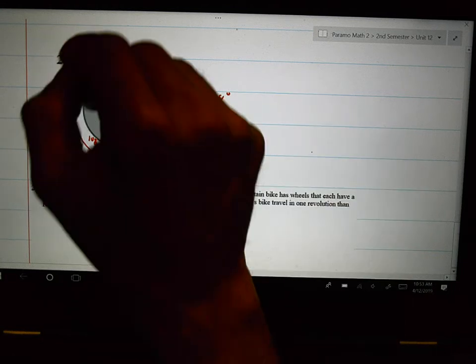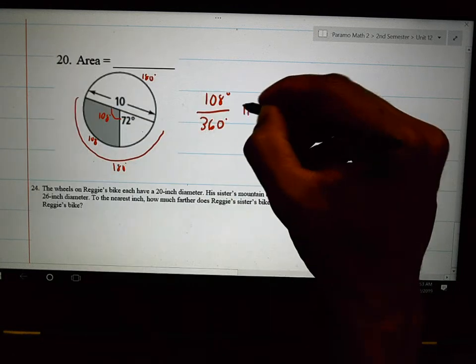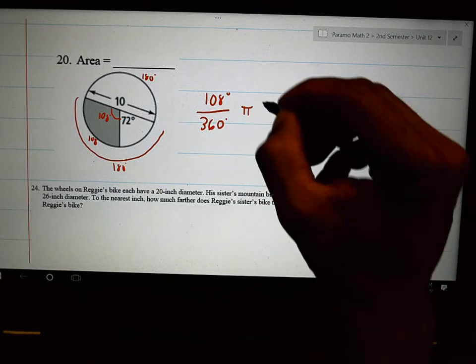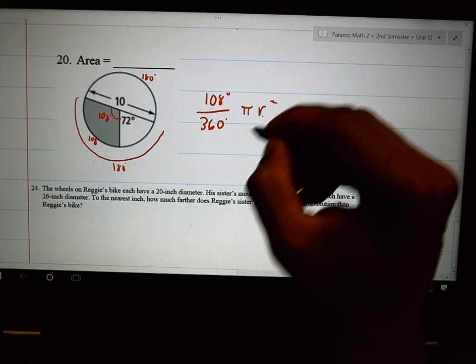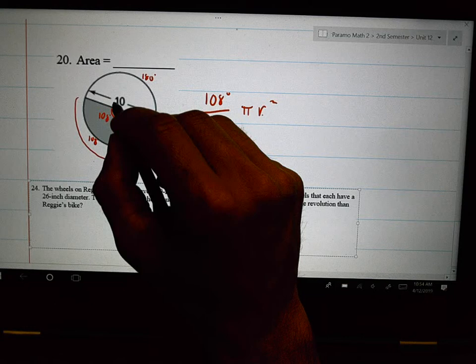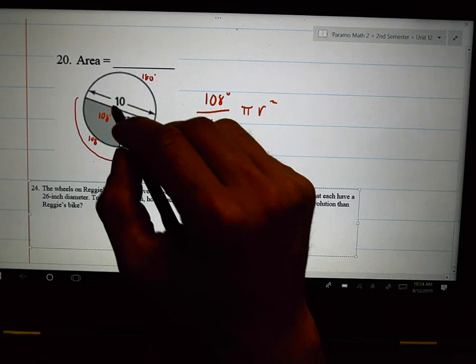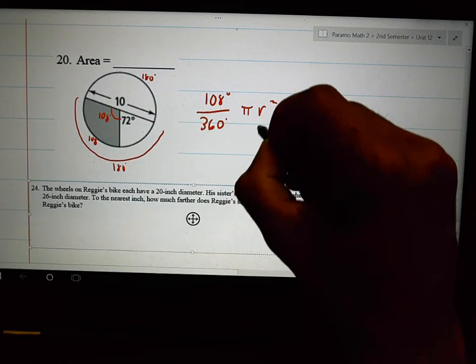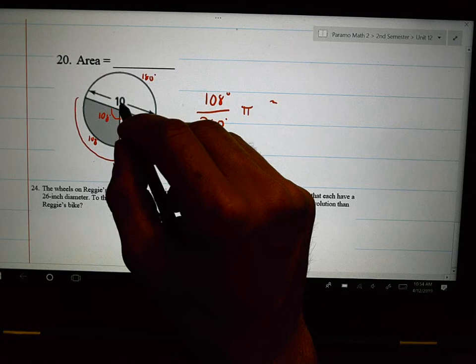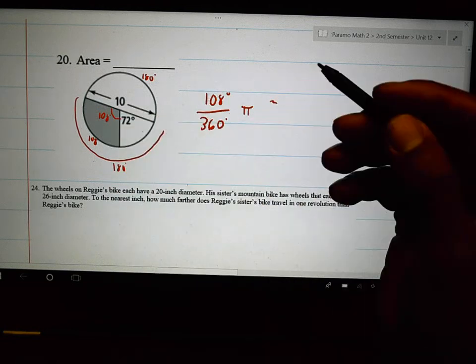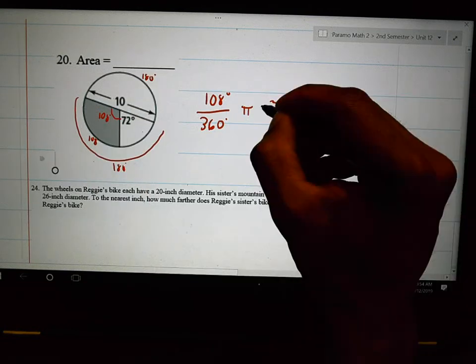Since we're finding area, we use the area formula, pi times r squared. Now r squared, what is r here? They gave you a 10 trying to trick you. Can I use 10? No. You have to figure out what is the radius when they gave you the diameter. It's 5 squared.